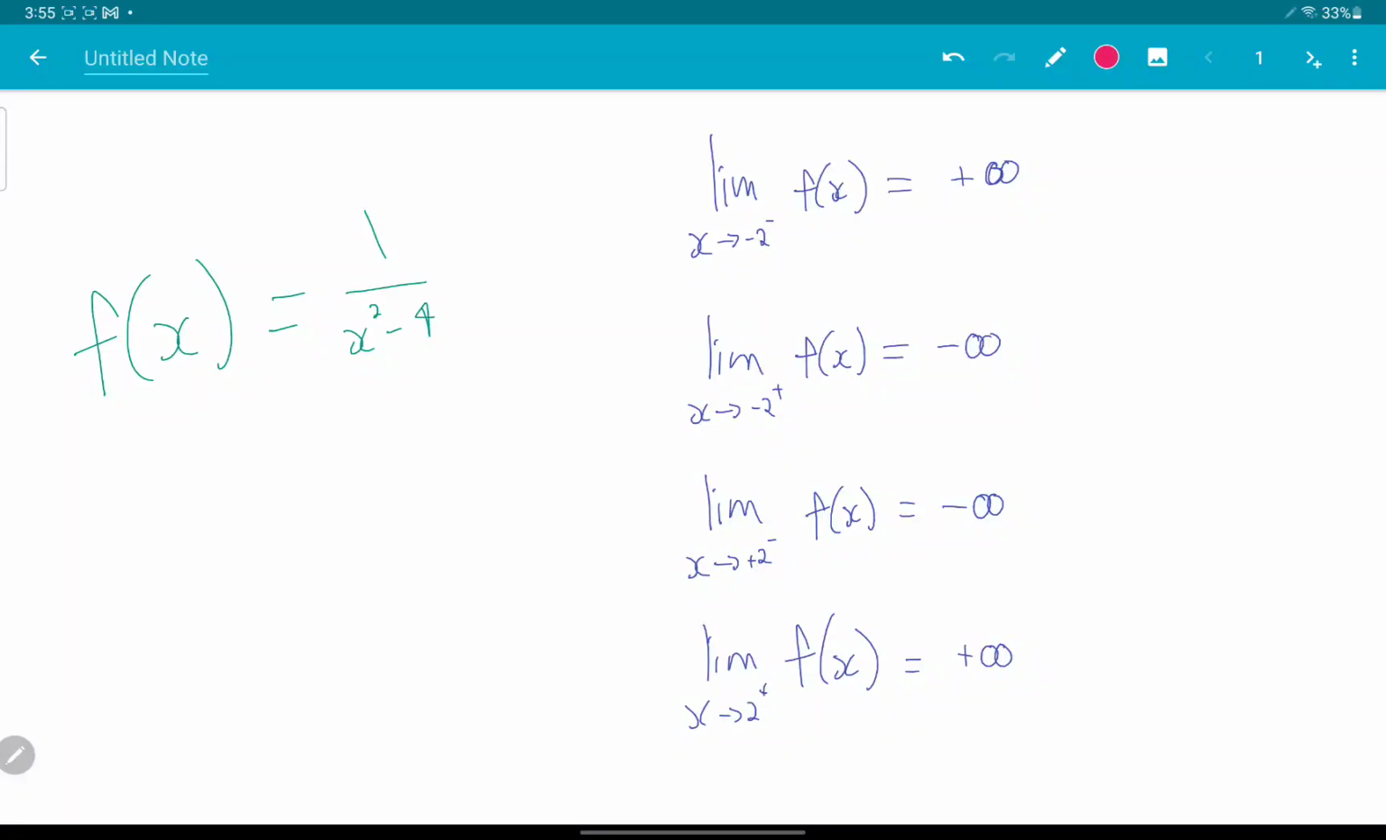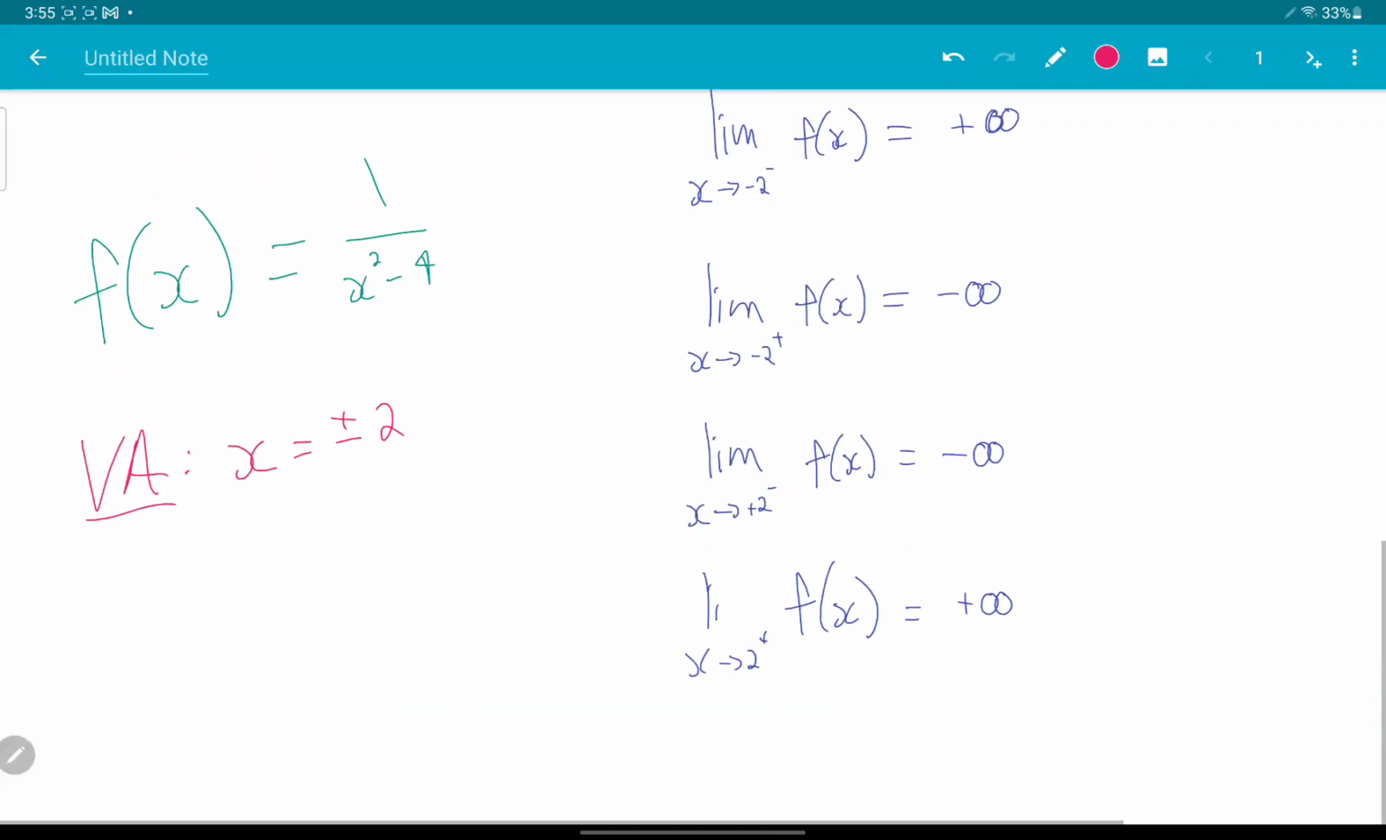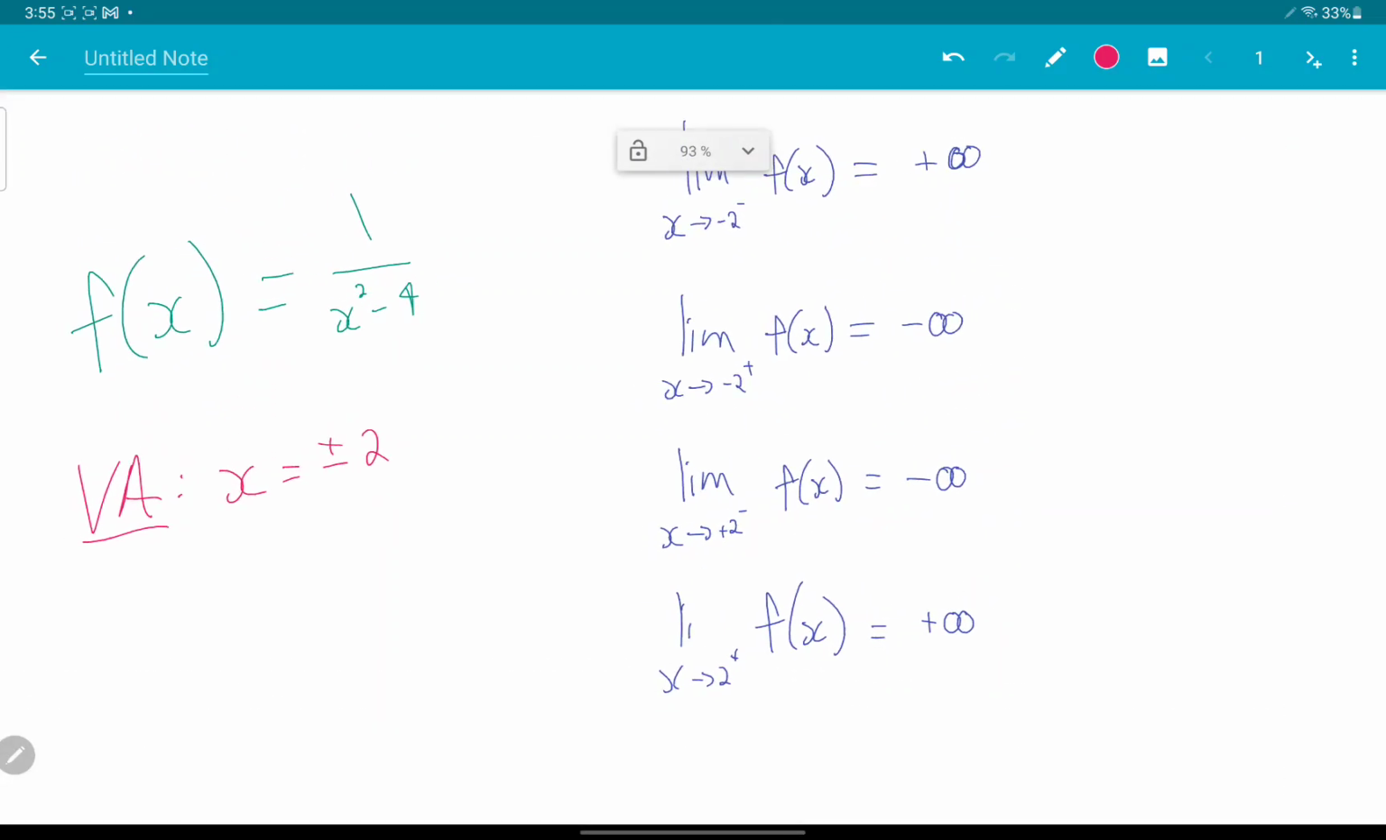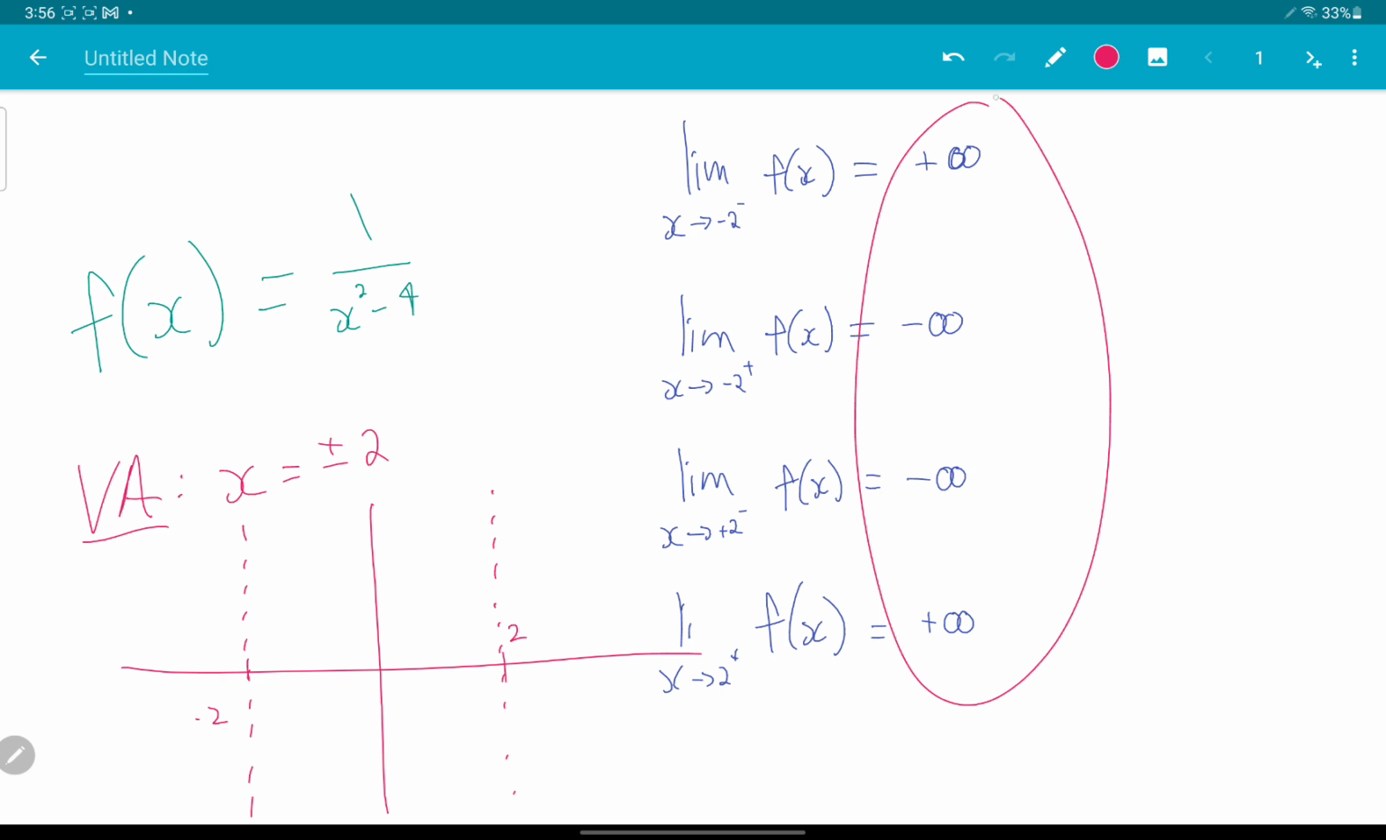Okay, so my vertical asymptotes are x equals plus or minus 2. And what that tells me is that I have a function, well, I don't know what the function looks like yet, but I know that at 2 and at minus 2, I have these vertical lines that my function is approaching. And I have some information about how it's being approached too.